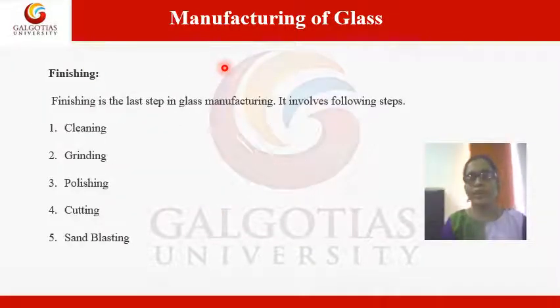Then the final step during the manufacturing of glass is finishing. Finishing involves the following steps: cleaning, grinding, polishing, cutting and sandblasting. So these are the different steps involved during the finishing process of glass.